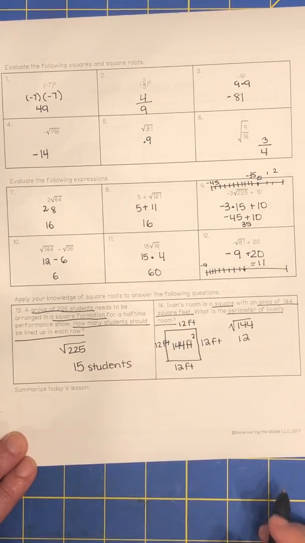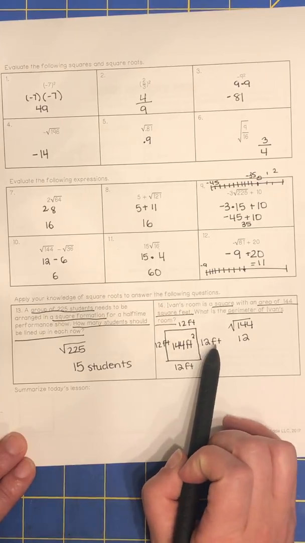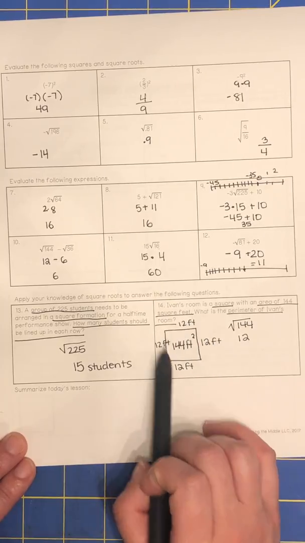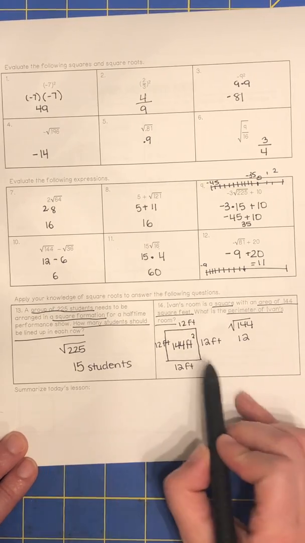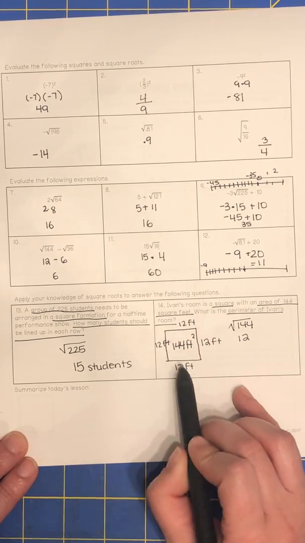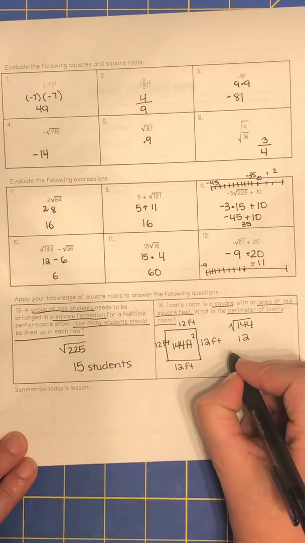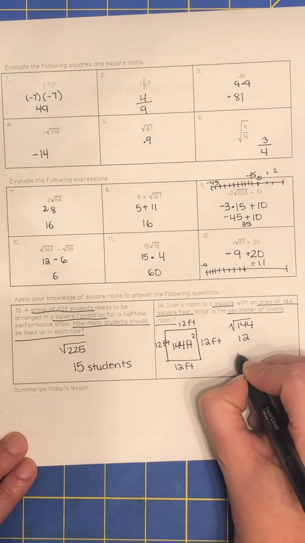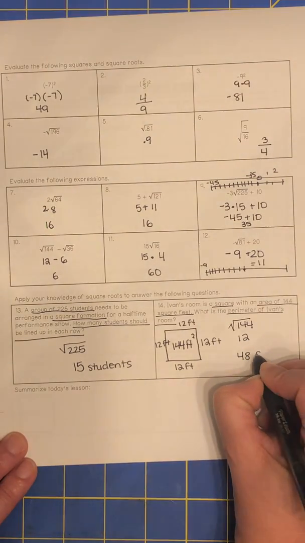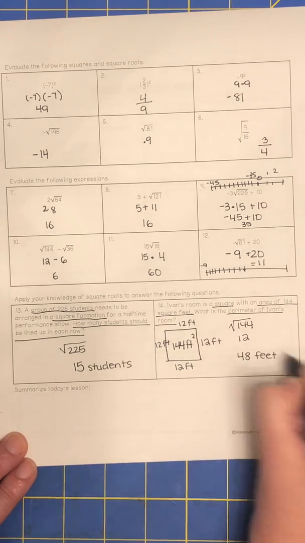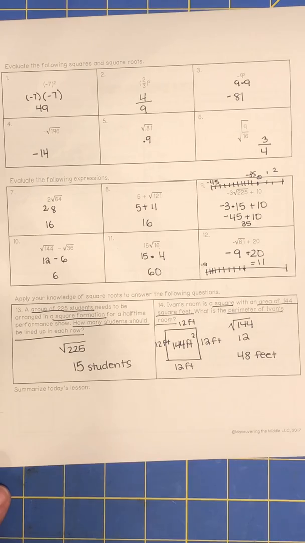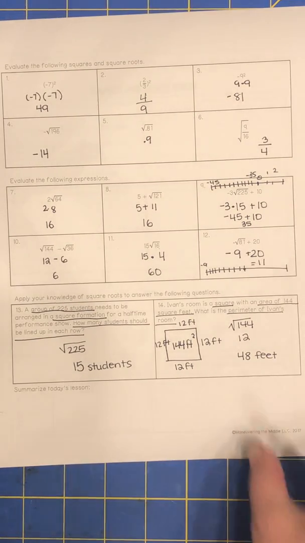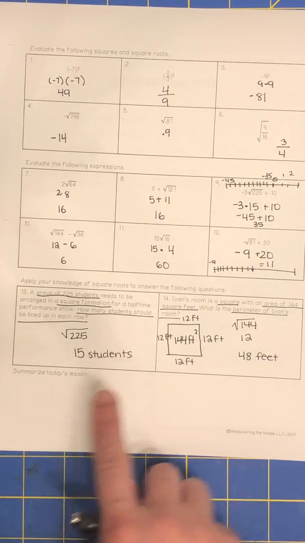So in order to figure out the perimeter of anything, I have to add each side. In this case, I have a square. So this is 12 plus 12 plus 12 plus 12. If I did that 4 times, 12 times 4 is 48 feet. The perimeter of this square, his room, is 48 feet. So that is our lesson for today.